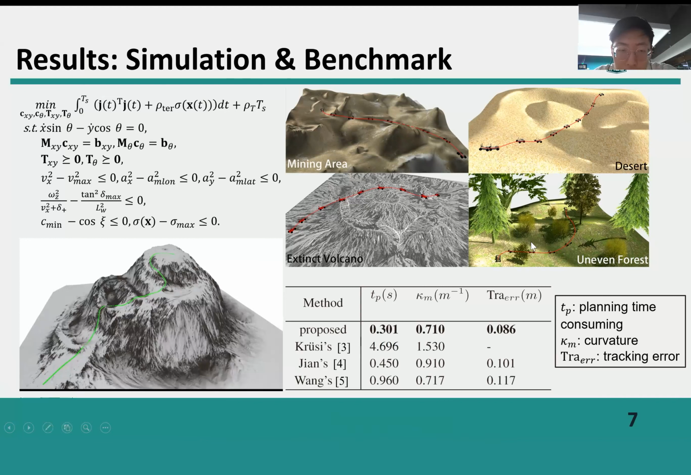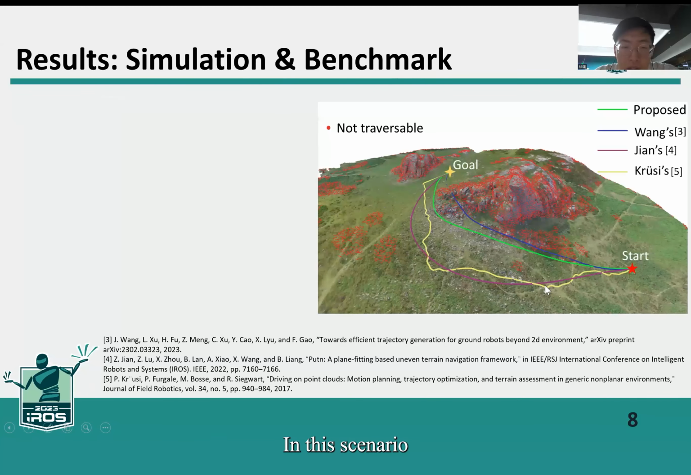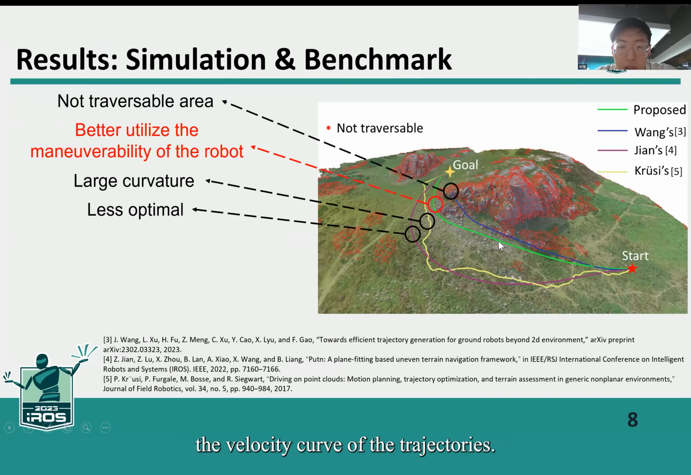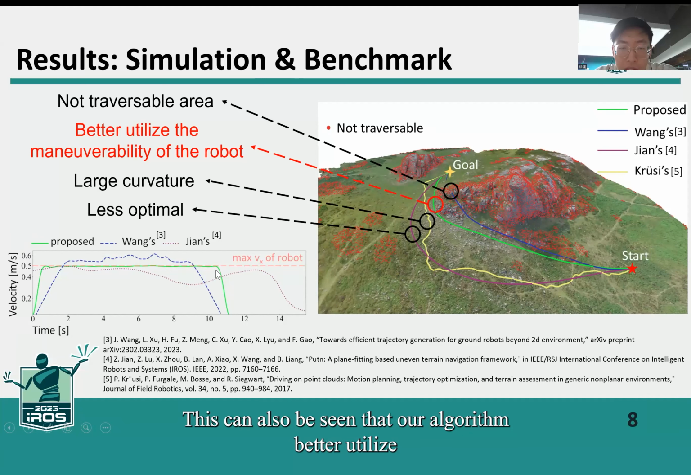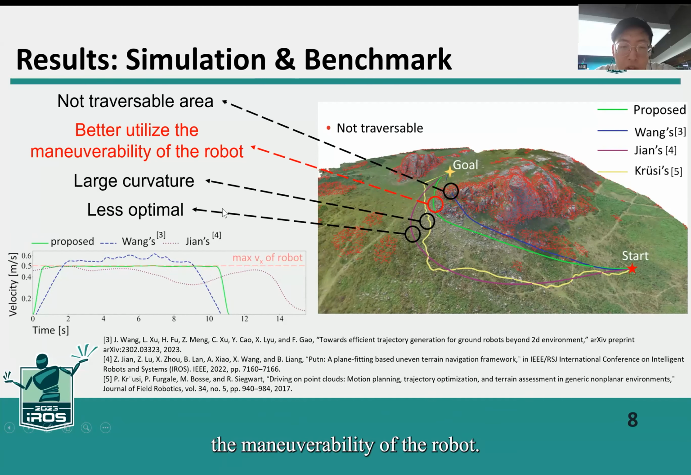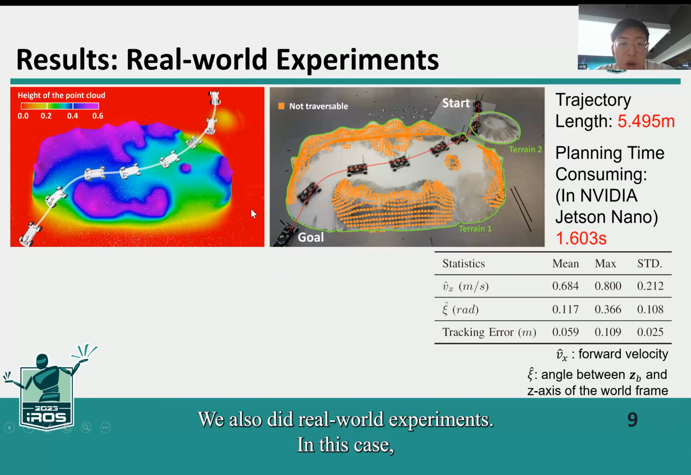To show the efficiency of the planning framework, we built different simulation environments in Gazebo and compared with some existing works. Our method has multiple advantages. In this scenario with mountainous terrain, we compared the velocity curve of the trajectories. It can also be seen that our algorithm better utilizes the maneuverability of the robot. We also did real-world experiments in this case.